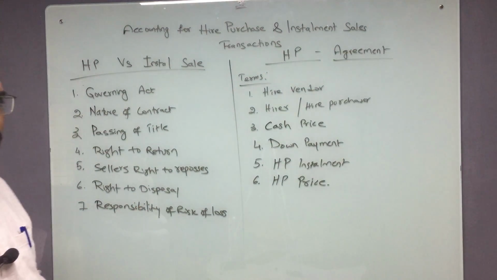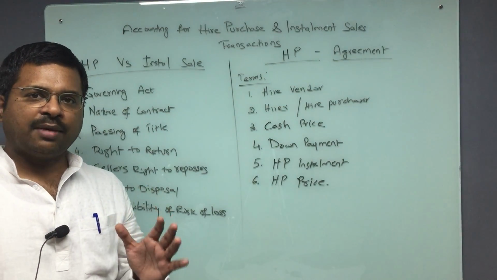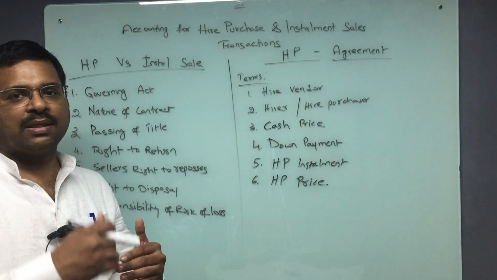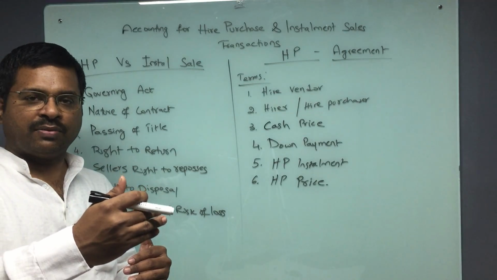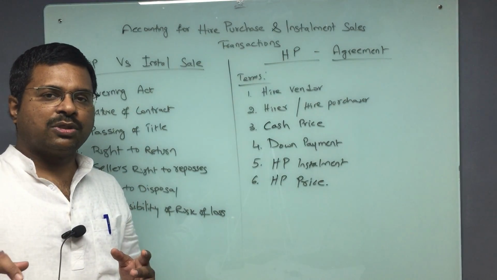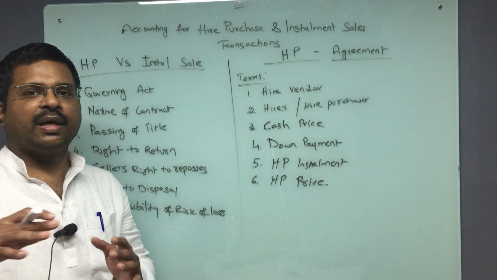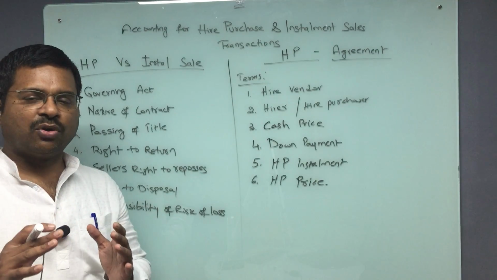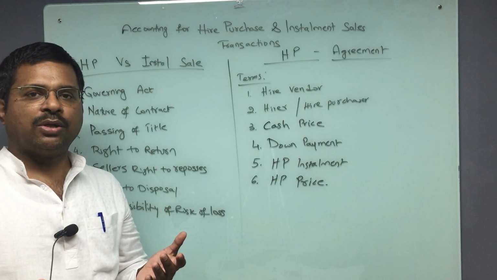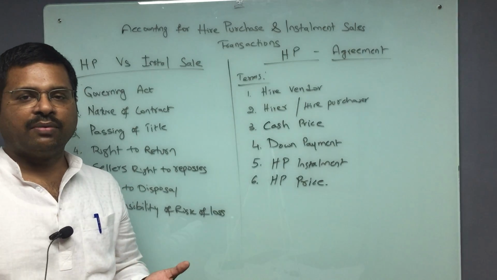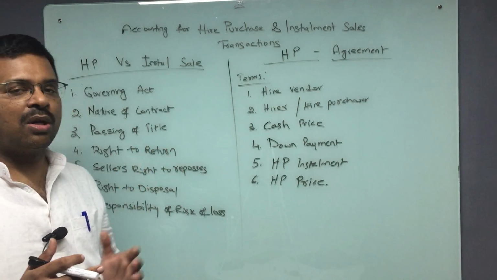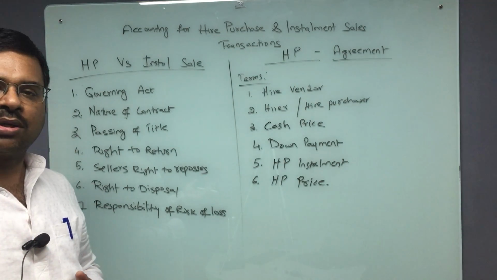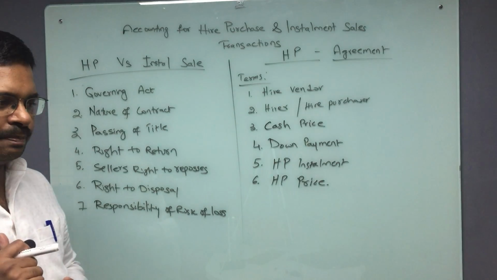And responsibility for risk of loss. Again, in case of hire purchase, the risk of loss lies with the owner. Here the owner is the seller, so the risk of loss is with the seller, but the possession of the goods is with the hire purchaser, so he has to take all care that the product is safeguarded. Beyond his control, if something happens, then he will not be responsible. But in case of installment sale, the ownership is already transferred to the buyer, so the risk of loss is also transferred to the buyer.